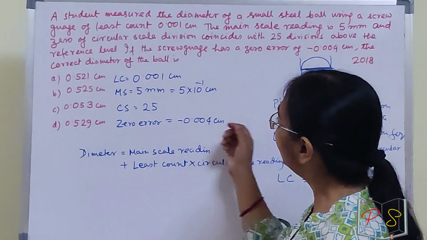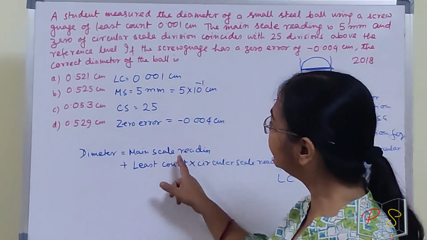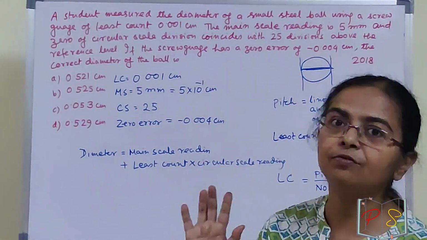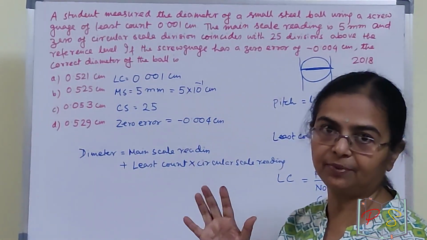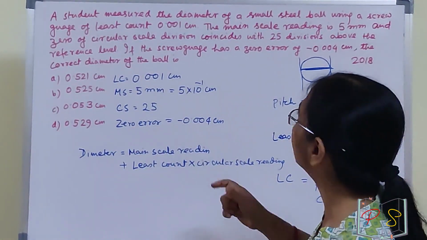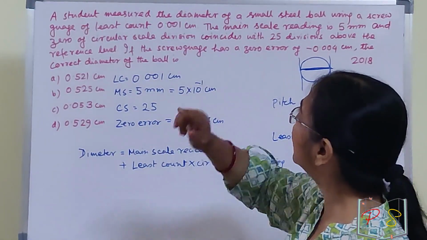This is the main thing. Diameter is main scale reading plus least count into circular scale reading. This formula you must remember. Must remember. Now the error part will come.